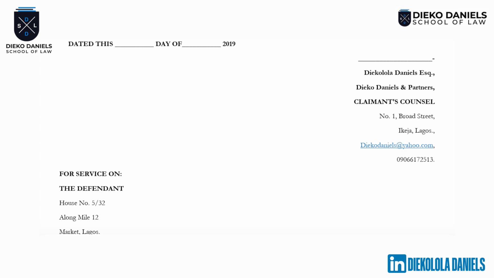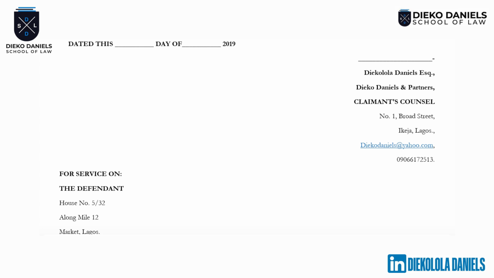The name of the lawyer comes first. The chamber of the lawyer comes next. Number 3 is that he is the claimant's counsel. Number 4 is his address. Number 5 is his phone number or the email. And then number 6 is the email or phone number. That one can be juxtaposed. But please go in this order. And then you also put for service on.